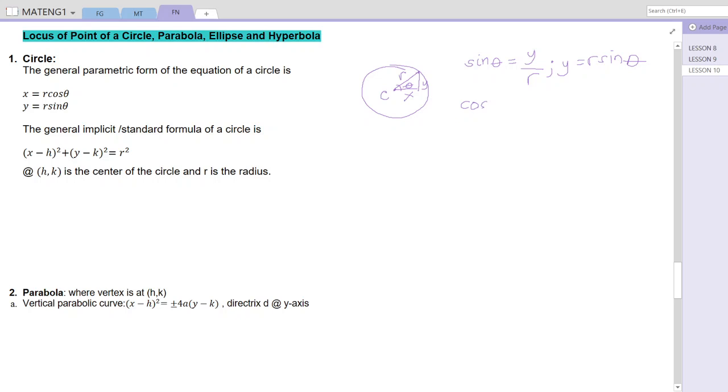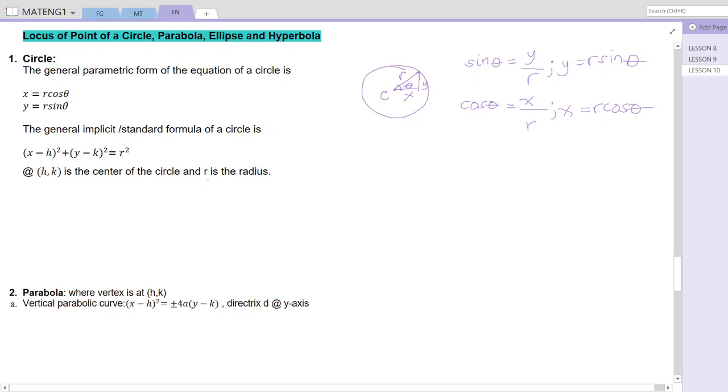And then for the cosine of theta, that is equal to adjacent over the hypotenuse, which is x, the adjacent side from the angle theta, divided by the hypotenuse, that is r. So having the value of the abscissa, x, that is equal to r cosine of theta. Okay, so those will be the values for x and y.